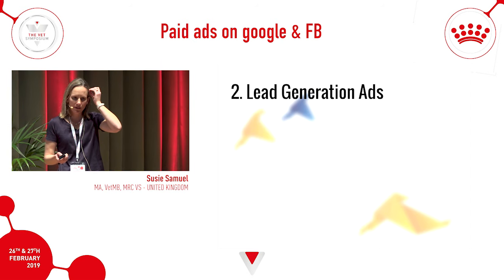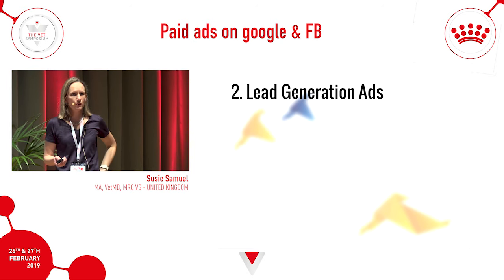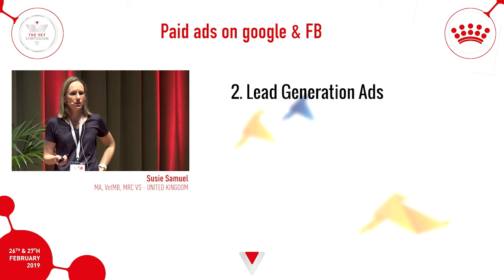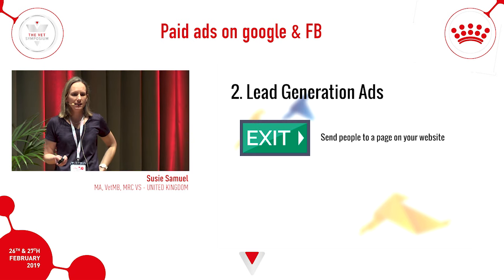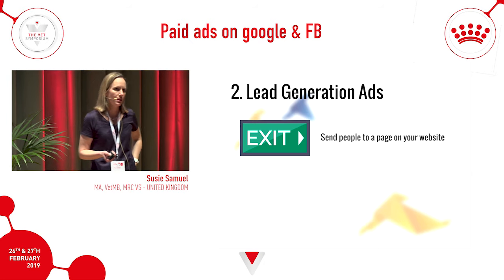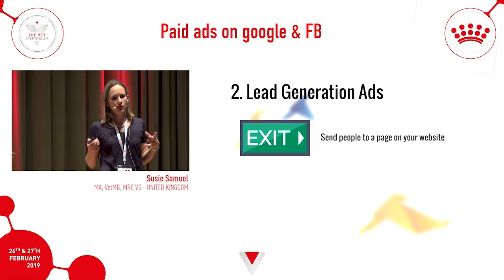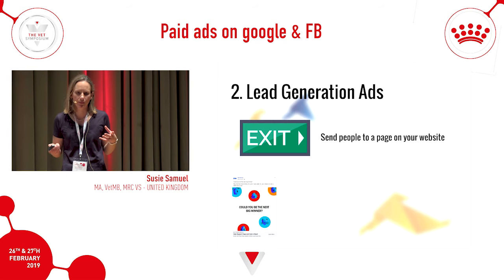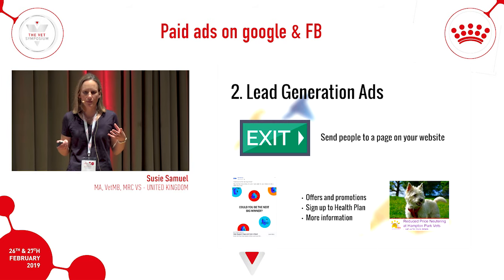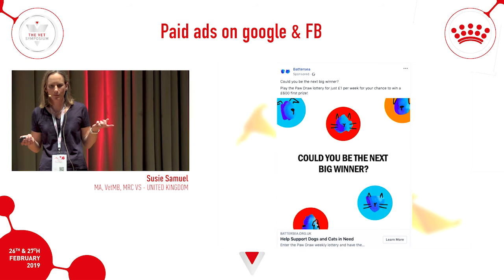So that's the first type of ads. The second type of ads that we use a lot with our clients are lead generation ads. And these ads actually take you off Facebook and to a page on your website. So it's really important that they take you to the right page on the website. This is an example from outside the industry. So, this is Battersea Dogs Home.